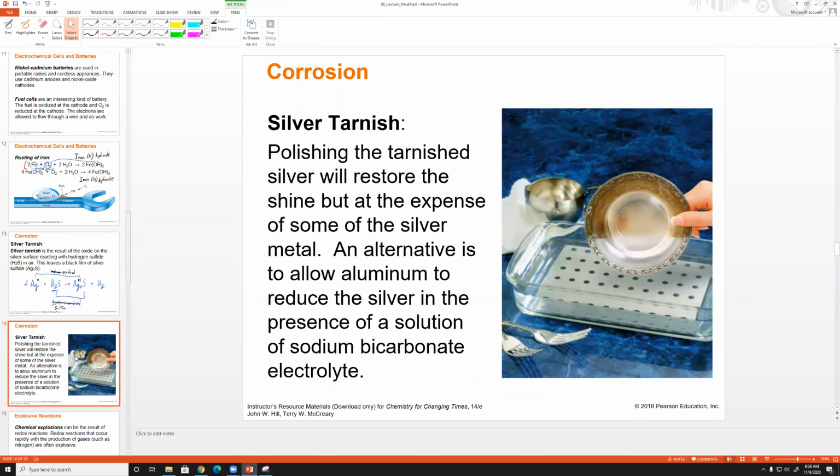So here's what tarnishing looks like. You can actually get rid of tarnishing on an old thing by undoing the reaction. So if you polish it, what will happen is it actually strips some of the silver. And then the alternative is to allow aluminum to reduce the silver in the presence of the solution, sodium bicarbonate. So you can use sodium bicarbonate and aluminum, and you can actually strip away the oxidation and reduce the silver back to its original state.